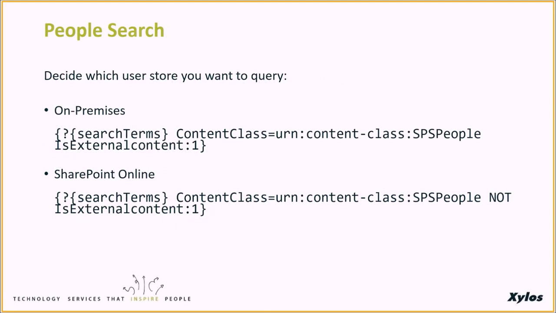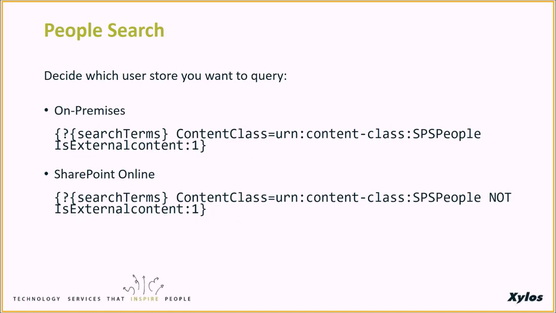Something to be aware of, people search. A bit of the same problem as the default result source that we already talked about, because by default it will send the queries for your people search results to the local index, and that will not work. So you have to make a decision here. Am I going to use the on-premises people directory, or am I going to use the SharePoint Online one? And these are the two queries that you can configure to make this work.